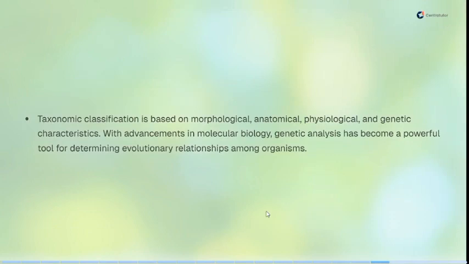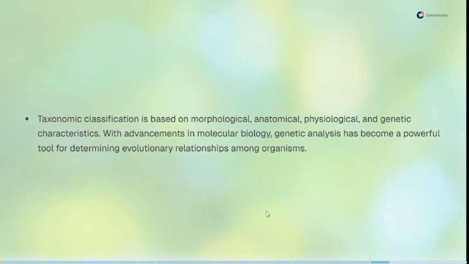Taxonomic classification is based on morphological, anatomical, physiological, and genetic characteristics. And with advancements in microbiology, genetic analysis has become more powerful, and it has been a tool for determining evolutionary relationships between organisms. With the implementation of taxonomy, we are able to grade different organisms as being related to themselves or being from the same descent, and we can tell organisms that can be said to have evolved from other species.